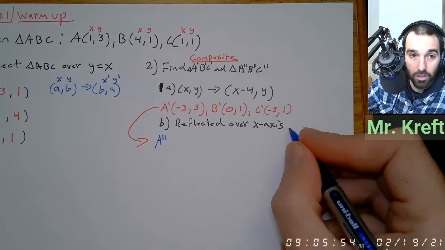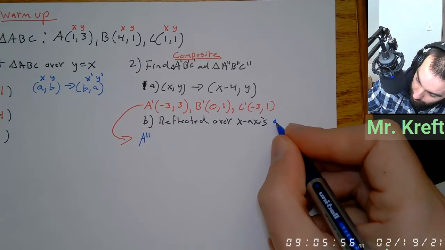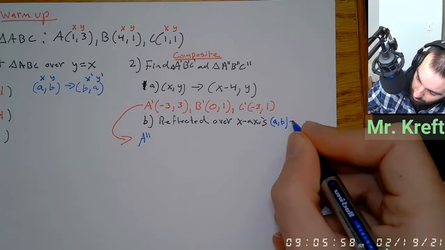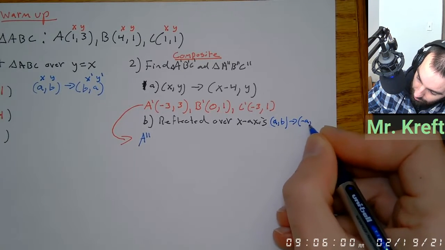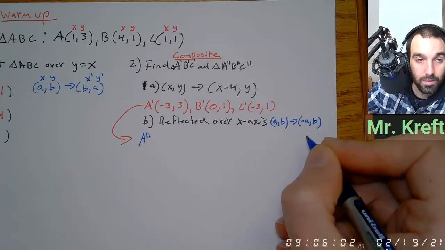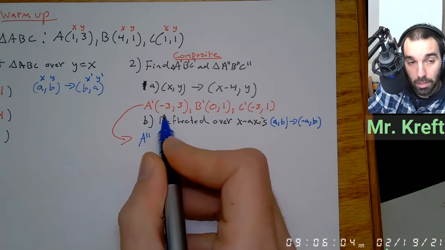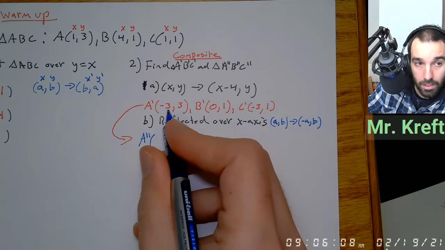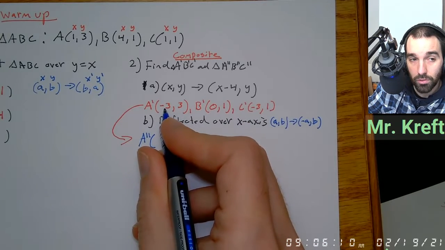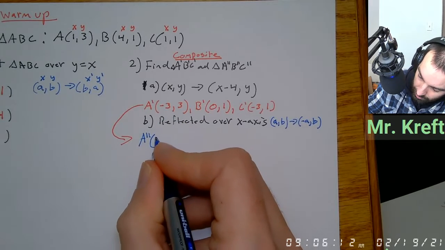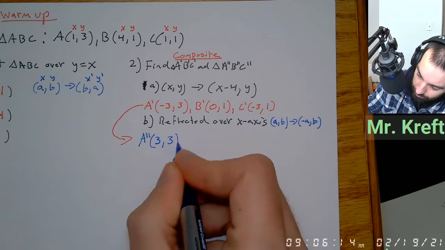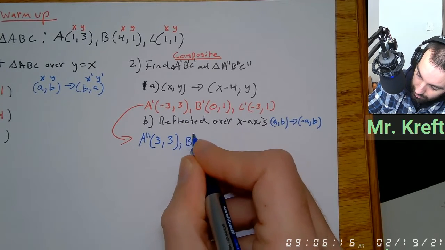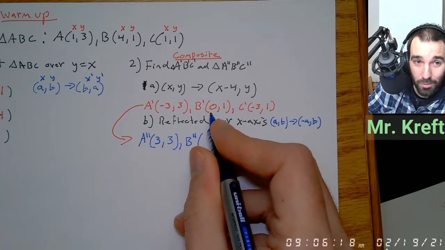So I'm going to write over here. So what's going to happen is I'm going to have all my points, A, B, such that the x is going to change sign. Okay. So again, it's composite. So I'm going off my prime. So I'm going to take these coordinates and I'm just going to change the sign of the first one. So see how this is -3? Now it's +3.